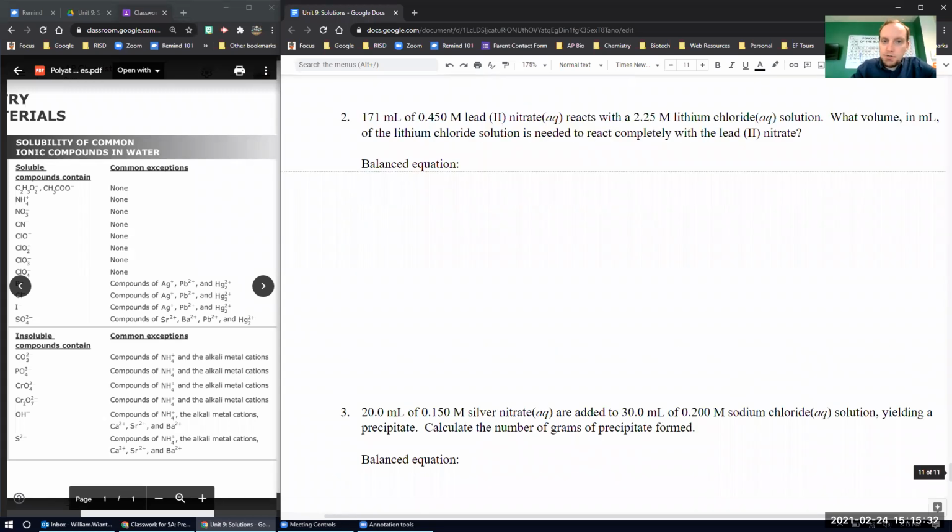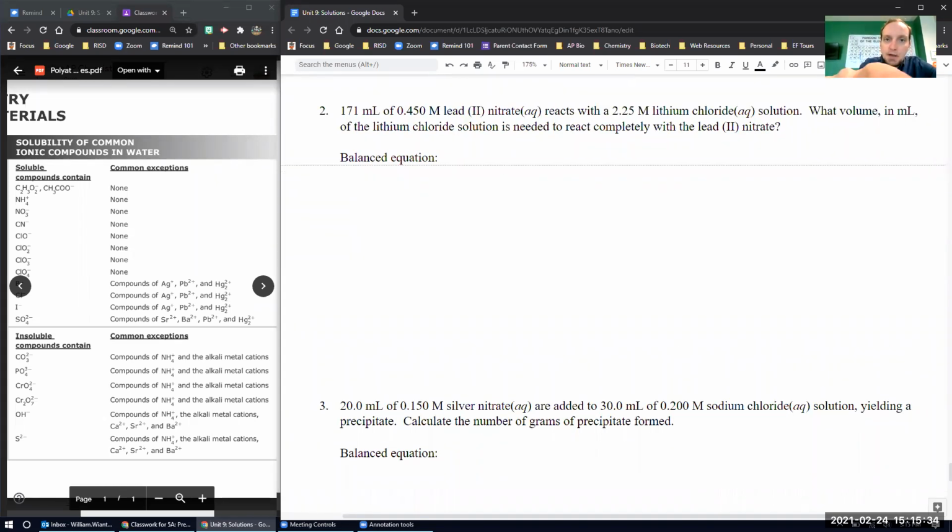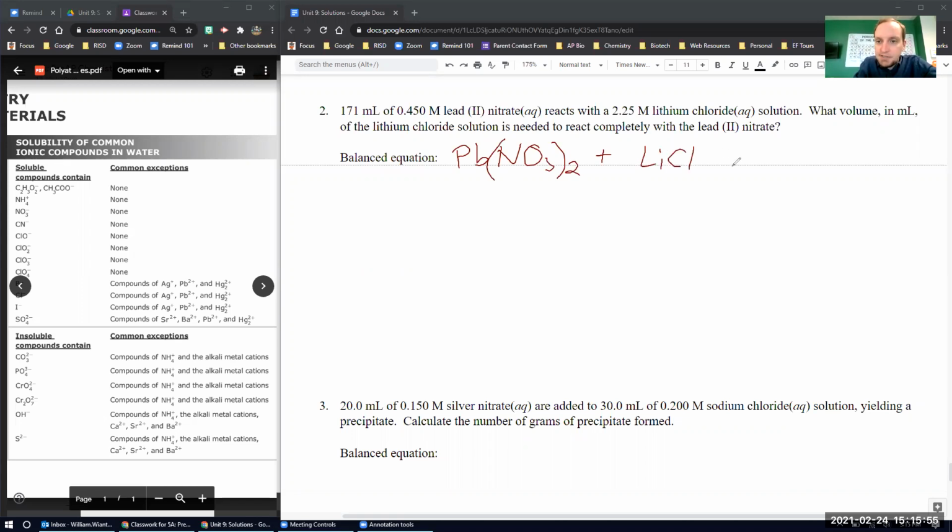All right, number 2. What we have here is, again, we need to figure out what is the equation. We're going to have lead 2 nitrate, lead 2, Pb with a +2 charge. Nitrate is NO3 with a -1 charge. So the 2 of the lead will go back here. It's going to react with, that's a plus sign, lithium chloride, LiCl. Li is +1, Cl is -1, and they're going to react. So we need to figure out what it is.